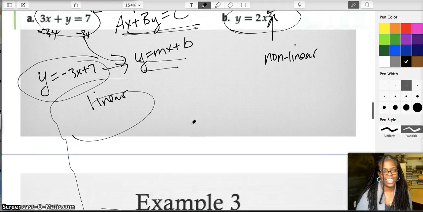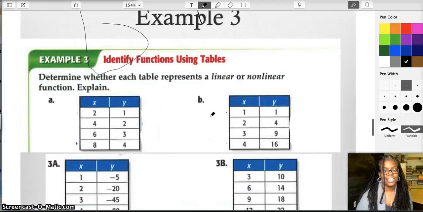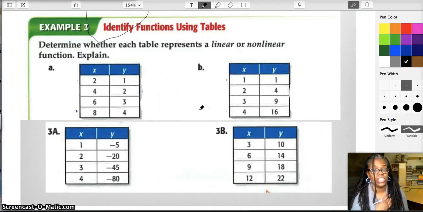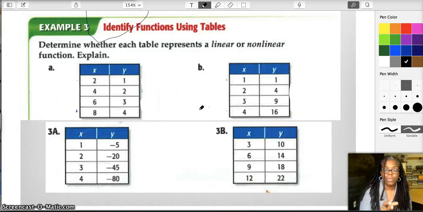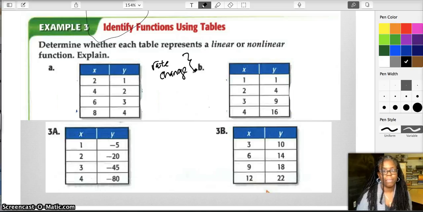Let's go ahead and take a look at our third example. Here in example 3, we are not looking at equations, nor are we looking at graphs, but we're actually looking at tables. So when we look at tables, there's something specific that we need to check. We need to look for the rate of change, right? Rate of change we talked about, it really reminds us of the concept of slope. So we're thinking about the change in y over the change in x.